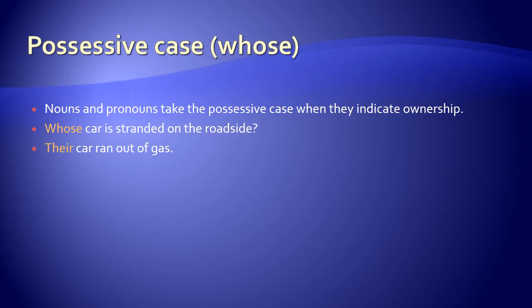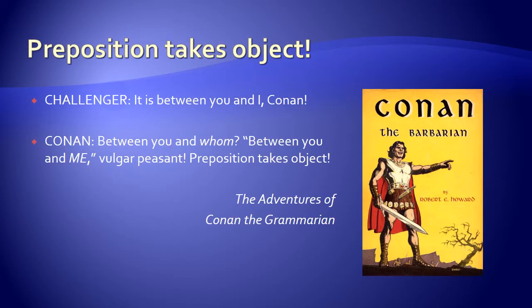Now, to round out the three cases in English, there is the possessive case, and whose is in the possessive case. Nouns and pronouns take the possessive case when they indicate ownership. Whose car is stranded on the roadside? Their car ran out of gas. A rule of grammar is this: preposition takes object.